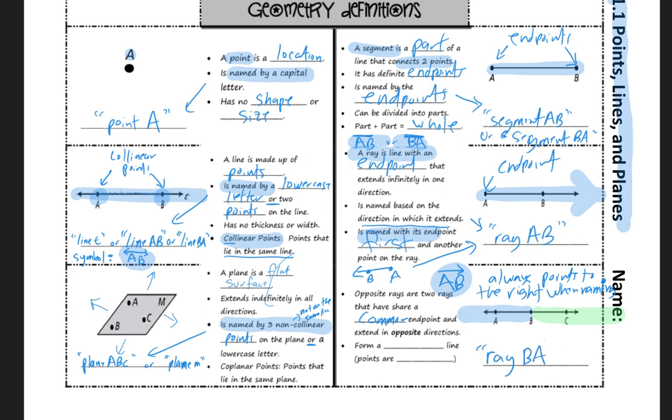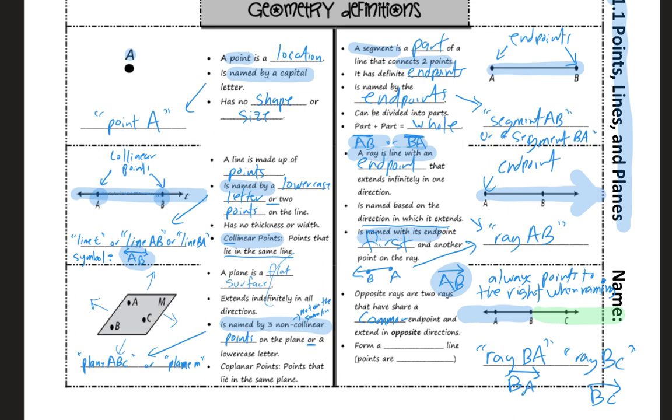BA, and remember, we would say BA and extend to the right, even though it's pointing to the left, right? We said it always points to the right when we name it. And then we would say this is ray BC. Right? And then we would also just do BC and point it to the right. All right, so those are our main things that we need to remember.